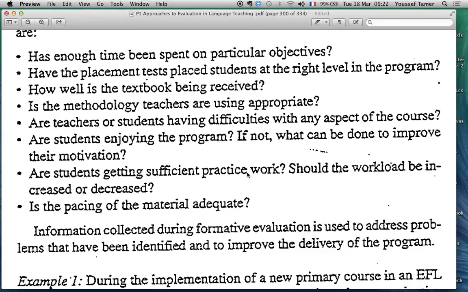Because of course that's the main food, okay? The main food for people to eat, using a figurative meaning, every hour, every class. So is the food good and appreciated or not appreciated? If it's not appreciated, so you will not get it. Is the methodology teachers are using appropriate?